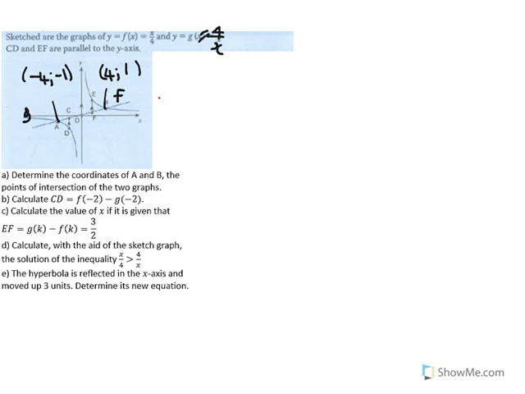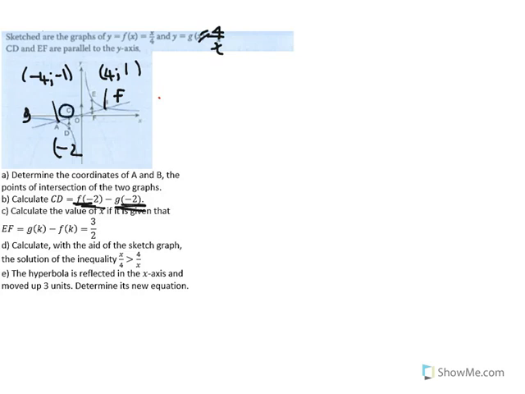Calculate CD, right? And you're told that CD is equal to the output of F when my input is negative 2. So that's what this means, right? Minus the output of G when my input is negative 2. So basically what we're saying is that C and D both have an x-coordinate of negative 2 because they're vertically aligned. And as we said, the straight line is the function f.